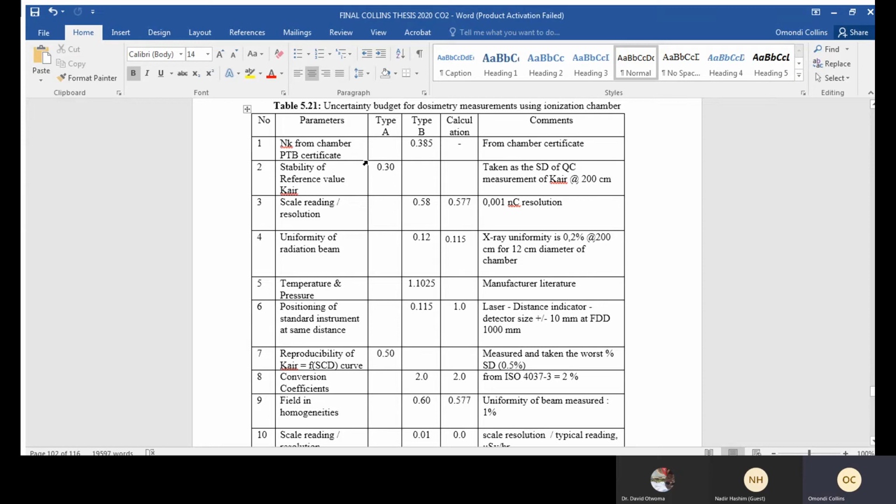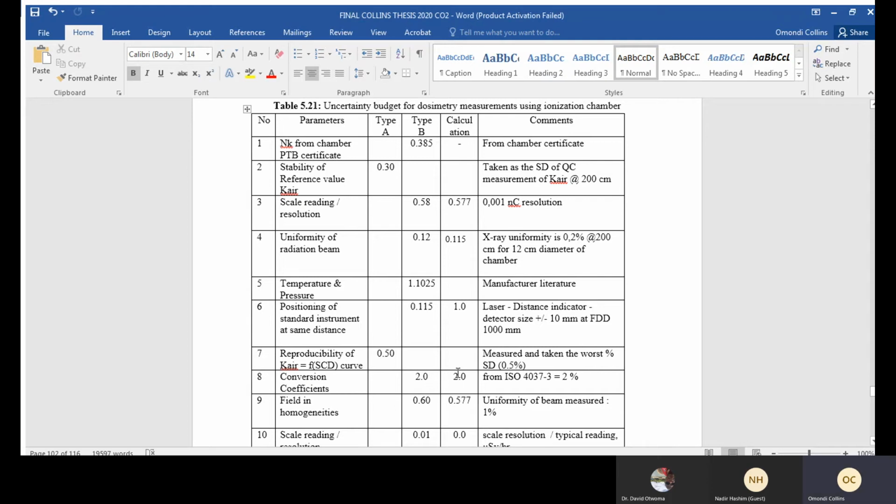The reference value is the stability, how it fluctuates. So it's 0.30, and the reproducibility. Then for type B, these are the ones that are from the certificate or the literature. For example, 0.385 from the certificate of a calibration. The ruler for measuring the source distance, 0.58. The uniformity, all these are from the experiment.